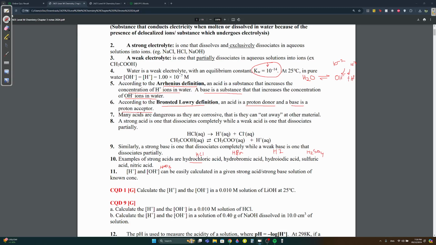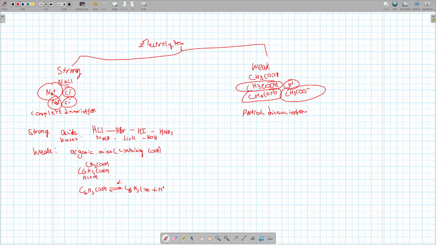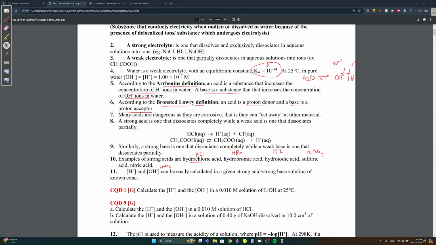We wrote these up here. The strong ones, yeah. So I didn't write H2SO4, but H2SO4 is strong. Sulfuric acid is strong, it's very good to know. Okay, H plus and OH minus can easily be calculated given a strong acid or strong base solution of known concentration.